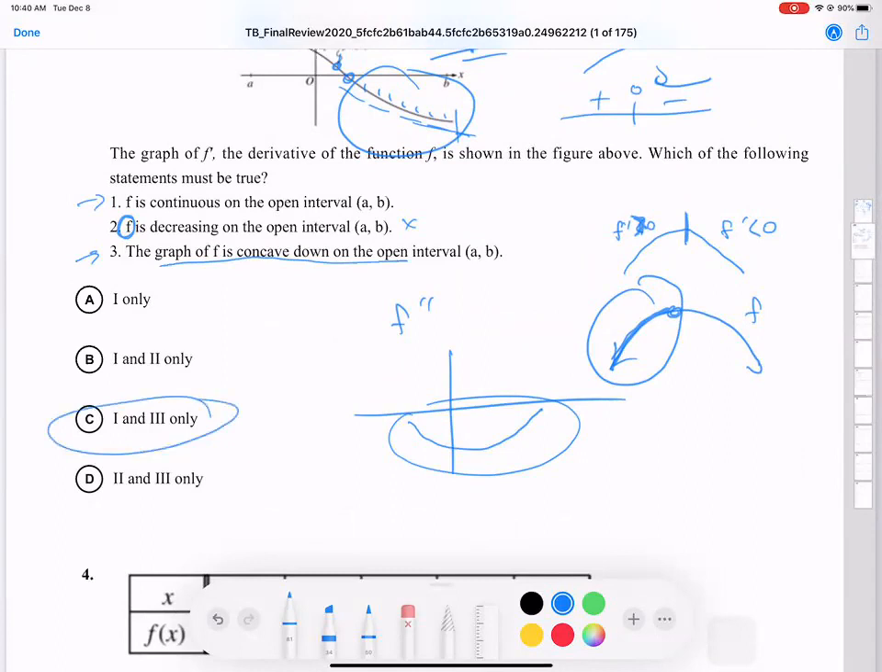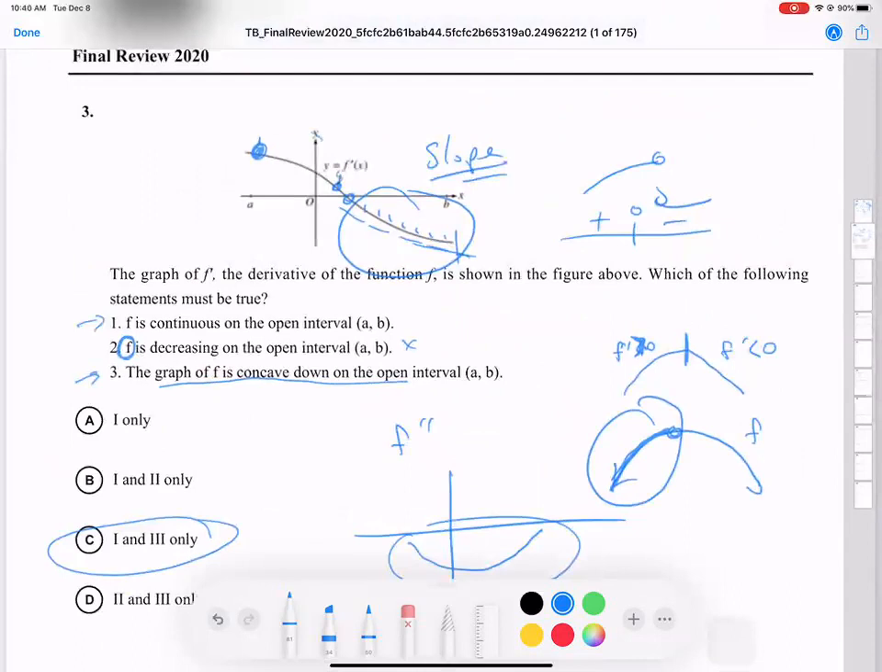Wait, I'm confused, but it's not decreasing? The graph is increasing. So f is increasing, yes. F is increasing, and then f is now decreasing. Why? Because this graph here is not f. This is the slope of f. This is the change of f. So if f prime is positive, that means we're growing, growing, growing. Stop growing and start losing.